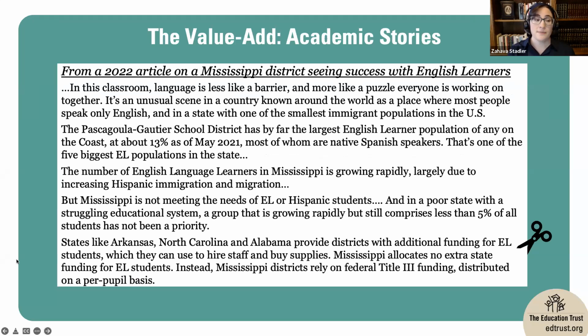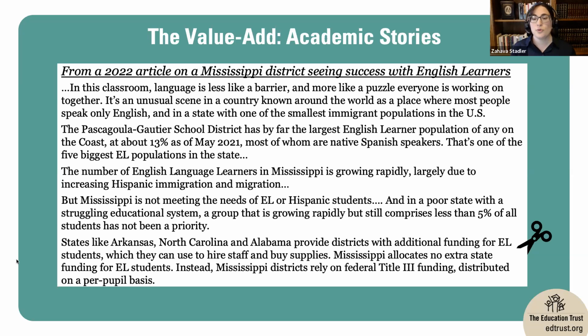Here's a very different example. I've pulled a few selections from this brand new article on the Pascagoula-Gautier School District in Mississippi. So this district is seeing greater success with English learners than most other districts in the state. And this is a great article. It's full of very rich detail about individual students and teachers, and it's looking at what's actually happening on the ground in this district to support English learners towards success.